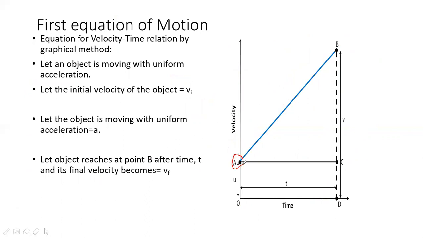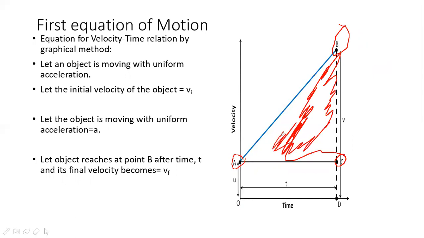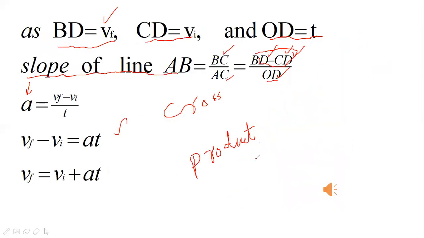This A, B, and C: this area is a triangle, so it will be calculated separately. And this area is a rectangle, so it will be calculated separately. And you will sum them up. So when the area of the triangle and the rectangle are calculated separately and you take the total area by taking the sum, then you will get the second equation of motion.